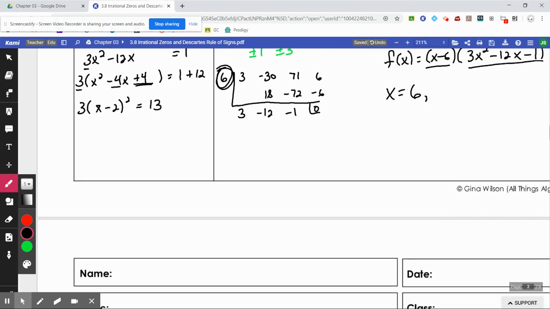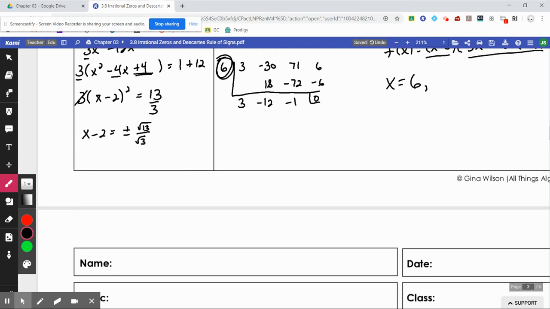There's what you now have. Let's get rid of the 3 by dividing. And let's get rid of the square by doing x minus 2 equals plus and minus the square root of 13 thirds. And I'm going to go ahead and split that into the square root of 13 over the square root of 3. Move the 2 over, and you have x is equal to 2 plus and minus the square root of 13 over the square root of 3.